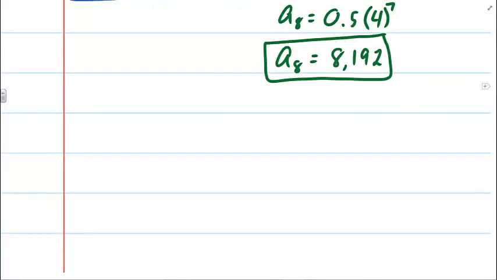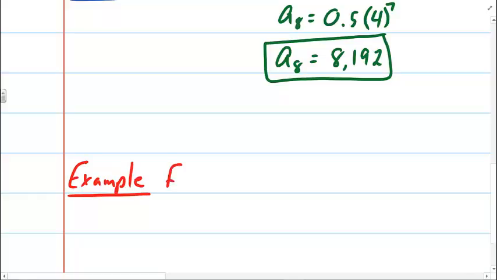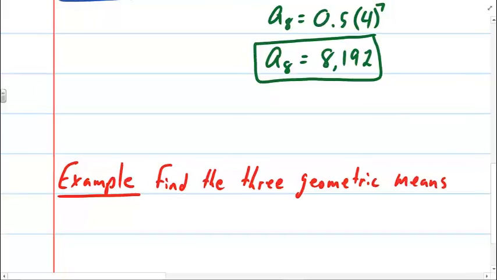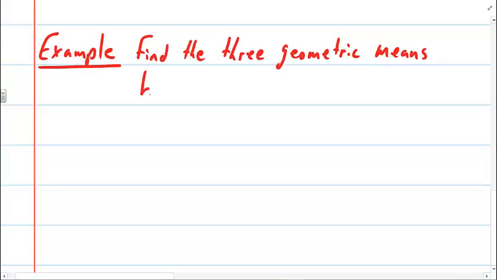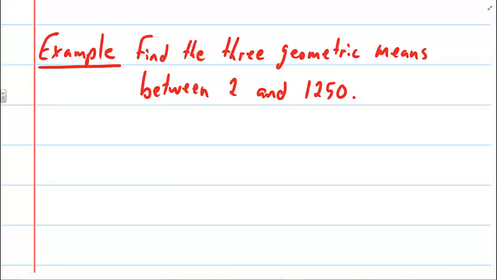Let's talk geometric means now. So this example says, find the 3 geometric means between, leave it up here, between 2 and 1,250. Okay, geometric means, the word means in these is talking about the missing pieces. Remember we had arithmetic means, there were the missing pieces in the middle. This time it's geometric means, they're the missing pieces in the middle.